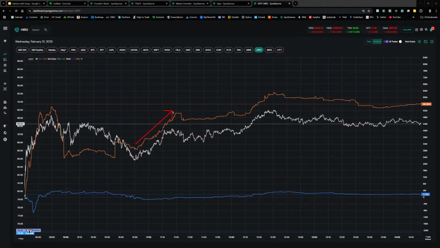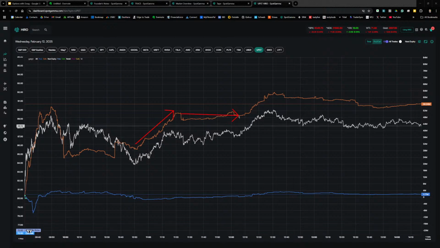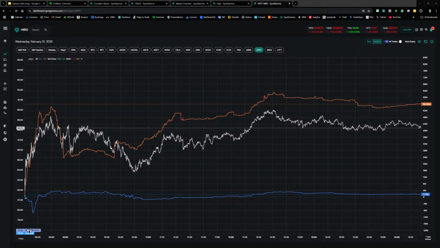Then in the late mid-morning, afternoon, call buyers take the foot off the gas, price consolidates. More buyers come in, and again, they've taken the foot off the gas. Now price consolidating again. Let's go to Bookmap.